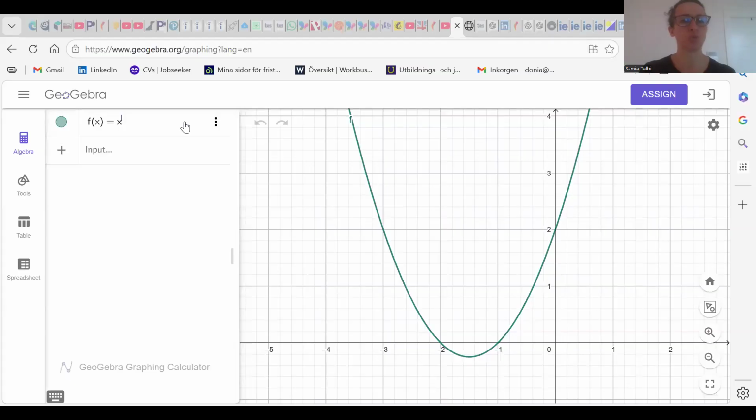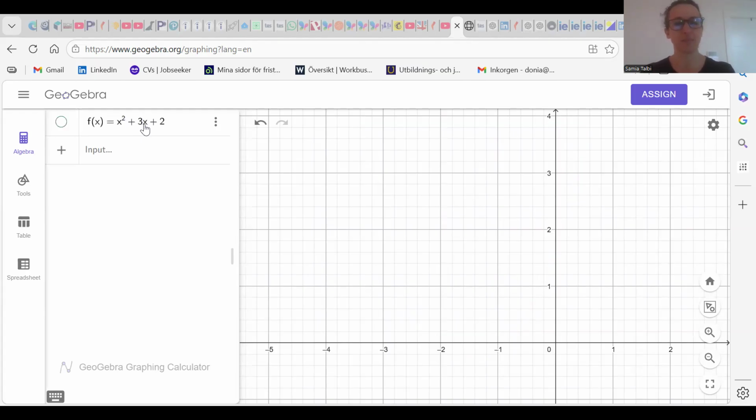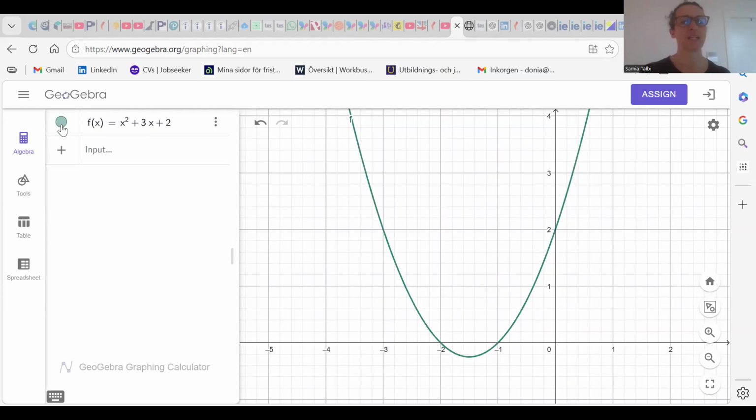So let's see if I can just add in another virtual resource. I just wanted to show you how this looks in GeoGebra, right? So we'll type up our function. We go to GeoGebra, we start here, and we go, okay, so f of x is equal to x squared plus 3x plus 2, right? And I make GeoGebra plot my curve.